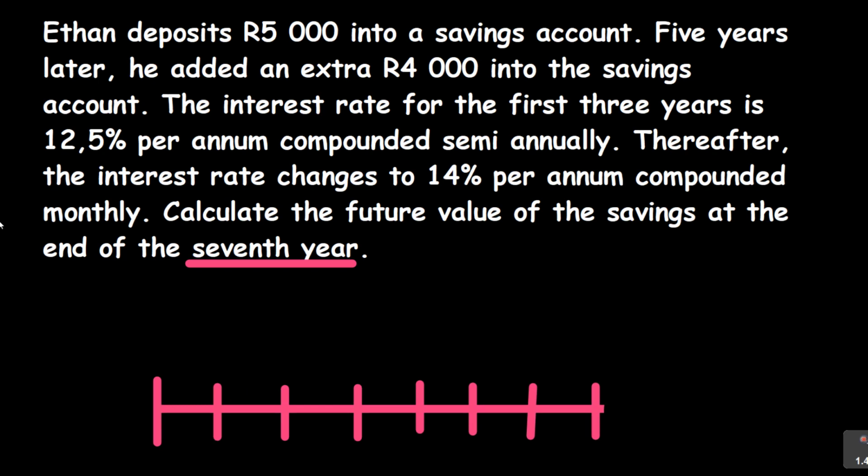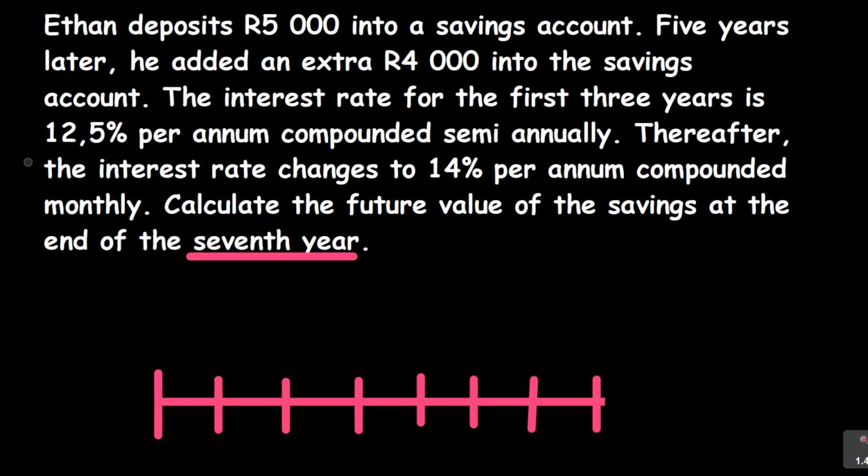Let me start from T0. So what I have here is the beginning, which is T0, and then there is T1, T2, then T3, meaning year 3, year 4, year 5, year 6, and the last year of this investment was year 7. So now let's go back to the statement.